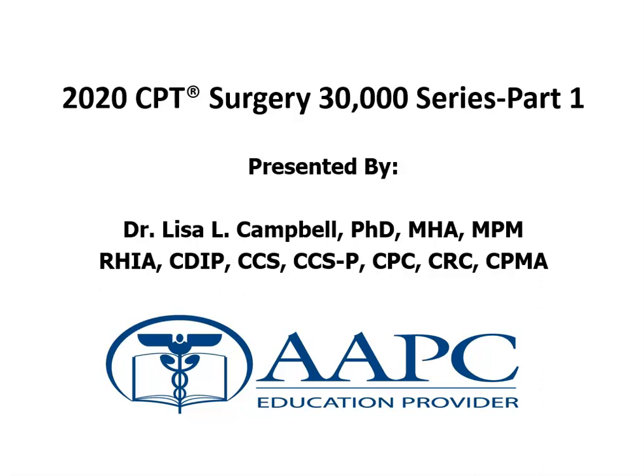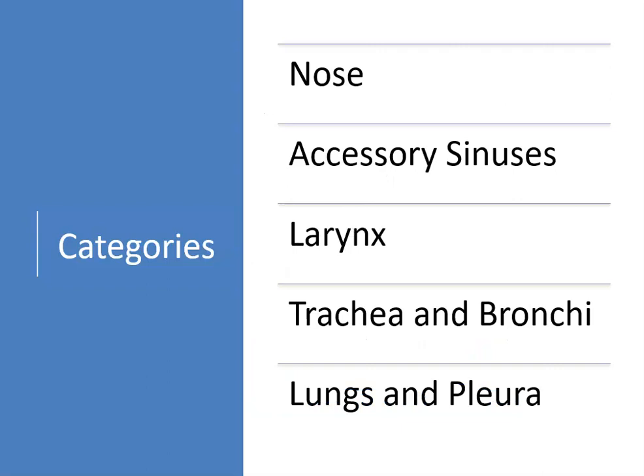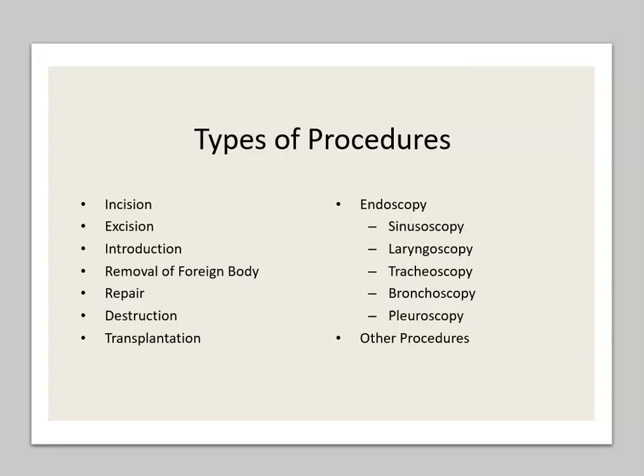Speaking of anatomy, on page 189, you'll notice that from an anatomical perspective, the first part of the 30,000 series, which is the respiratory system, includes the nose, the accessory sinuses, the larynx, the trachea, and the bronchi, and then the lungs and the pleura. Each of these anatomical sites are further subdivided based upon the procedure types that are available.